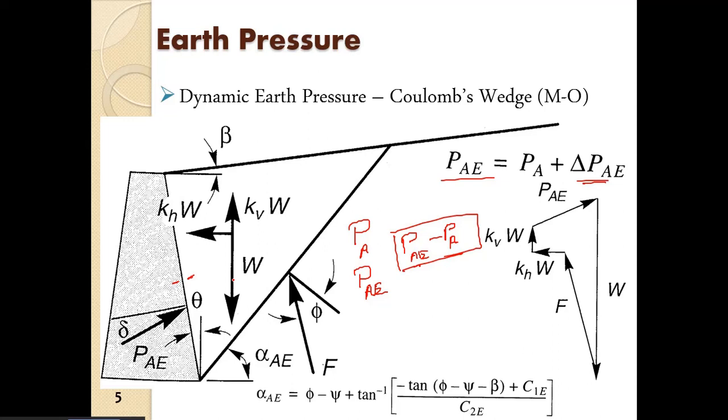And we have seen that the static force always acts at a height of 1/3 of h. This is given from Rankine's theory. If we have the earth pressure distributed in this manner, the point of application of the force is at the centroid of the triangular distribution, that is at 1/3 h. So that is the active earth pressure.